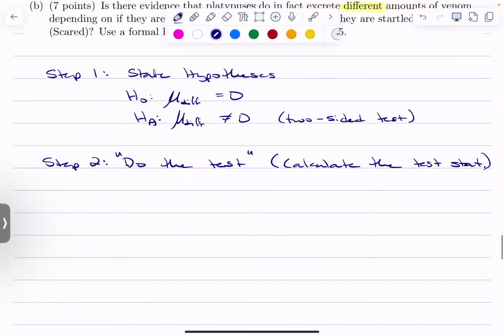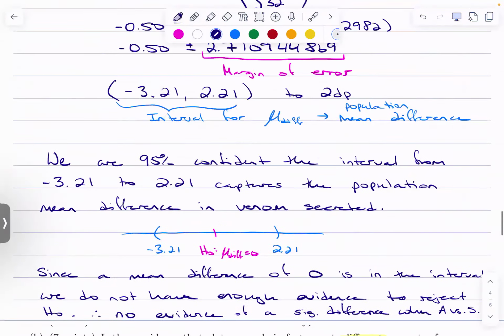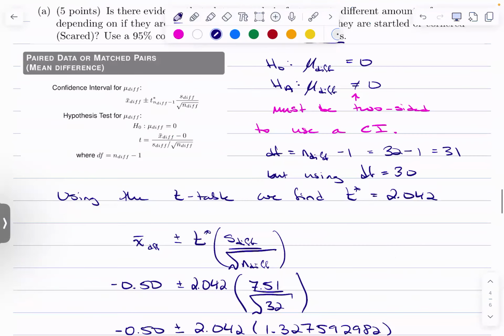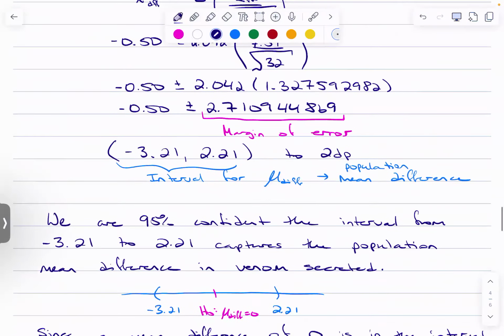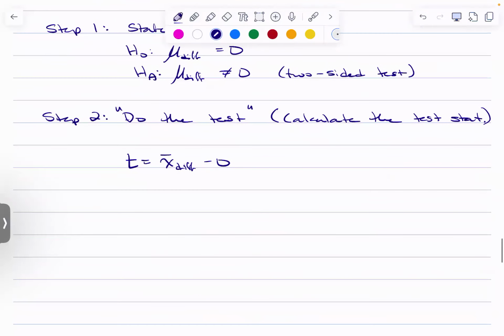Okay, so your t is x bar of the differences. Technically, how far is it from 0, right? Oh, I do have it 0. Yeah, that's nice of me. How far is it from 0? You obviously don't need to write that because it doesn't do anything. Divided by s diff divided by root of n diff.